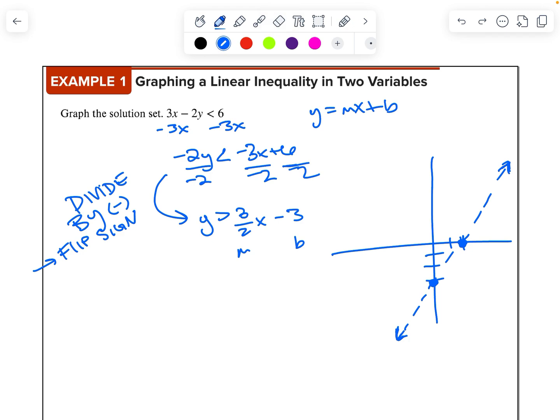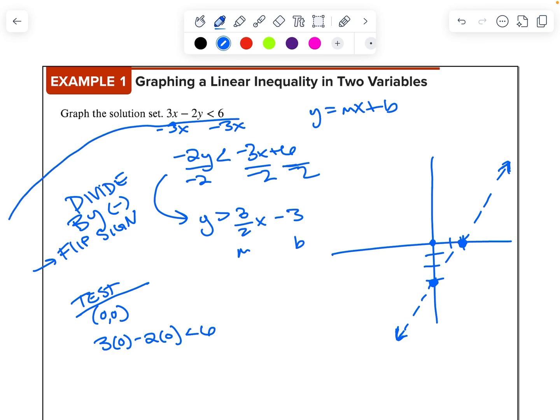What I'm going to do is pick a point, again, that's not on the line. So notice here, (0, 0) is not on the line. So I'm going to test (0, 0) to see if it works. That'd be 3 times 0 minus 2 times 0 is less than 6. Is that true? I'm taking my original equation and I'm subbing in (0, 0). That'd be 0 is less than 6.